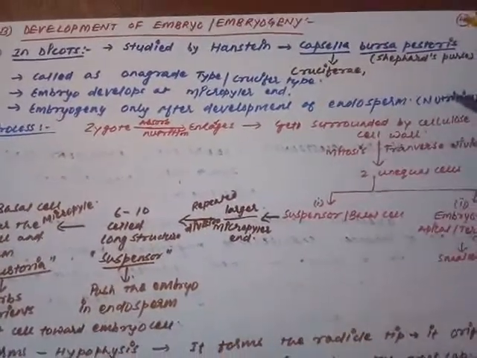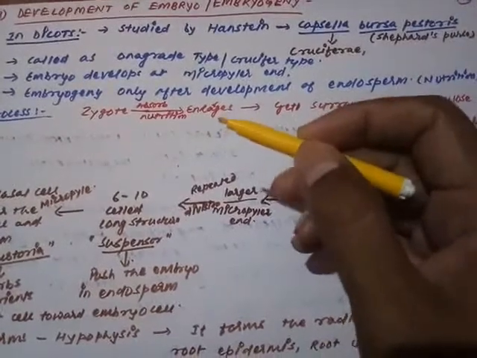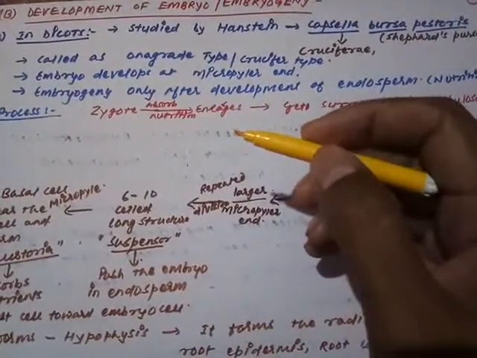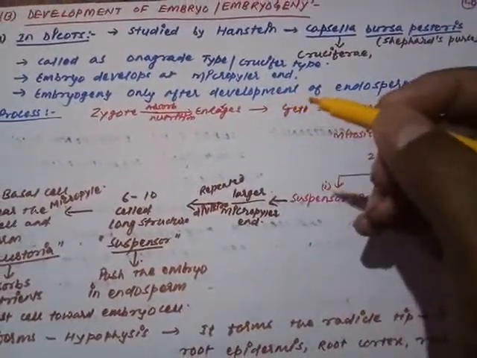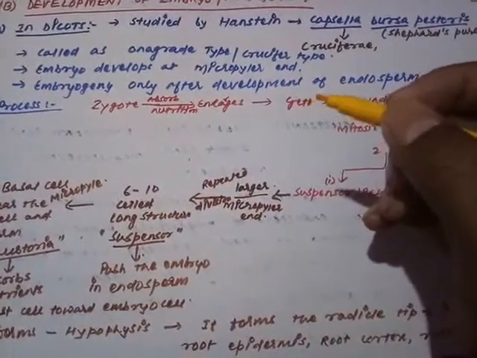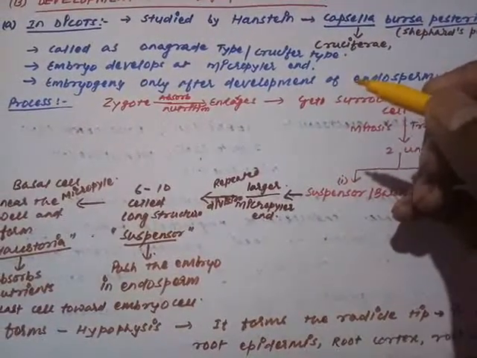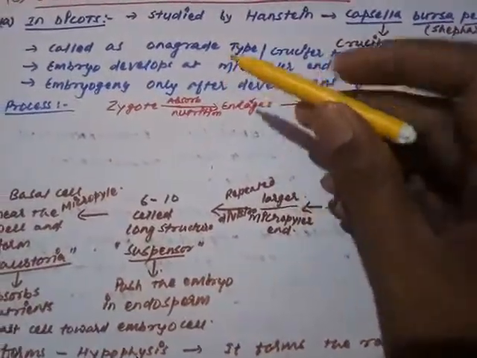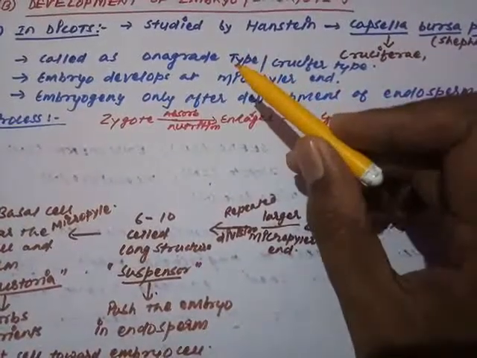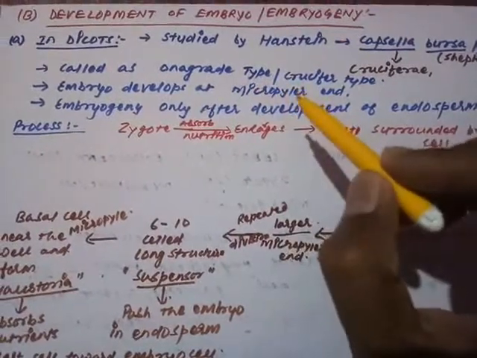If you remember, we are continuously taking the example of Capsella everywhere, because this is the classical case where embryonic development has been studied. Capsella bursa-pastoris belongs to the Cruciferae family and Onagraceae. That is why this type of embryonic development is also called the onagrad type or the crucifer type. What is it? Onagrad type or crucifer type.